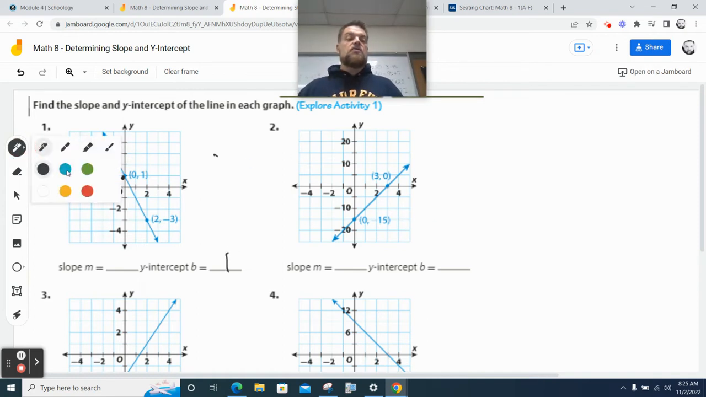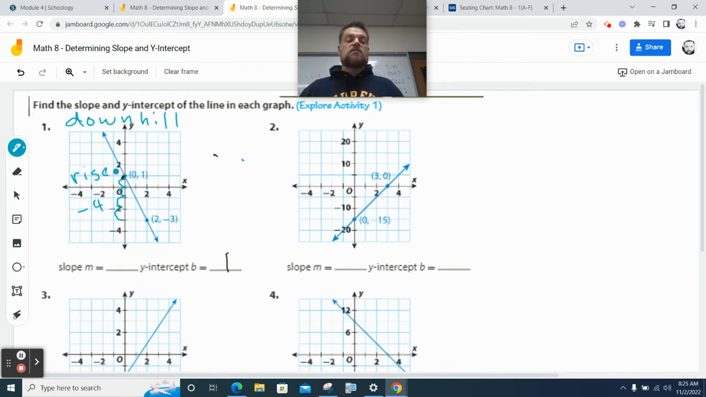What is the slope? The slope is the rise over run. Is this going uphill or downhill? Downhill. So the slope should be what? Negative. So I'm going to count 1, 2, 3, 4. My rise, because I'm going down, is negative 4. Now I got to do the run. From here, I'm going to go over 1, 2. My run is equal to 2.